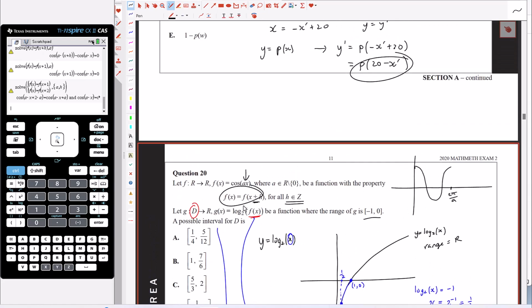Alright, so let's just have a think about this statement. I'm just trying to get myself some more room to write. So f of x equals f of x plus h. f of x is cos of ax, and f of x plus h is cos of a times x plus h.